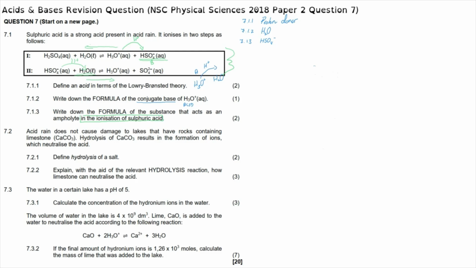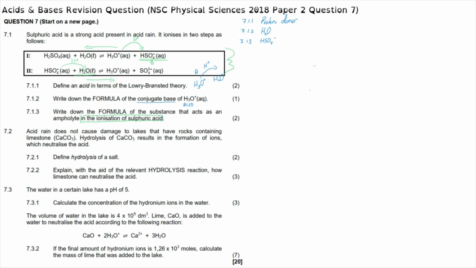So the correct answer to 7.1.3 is HSO4 minus. Question 7.2 reads, acid rain does not cause damage to lakes that have rocks containing limestone or calcium carbonate. Hydrolysis of calcium carbonate results in the formation of ions which neutralize the acid.